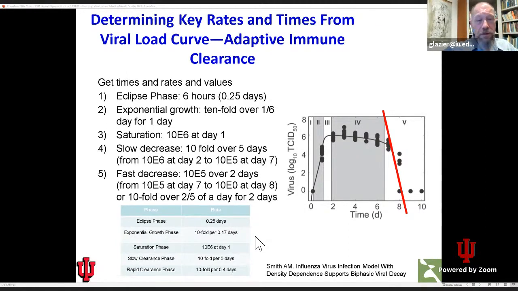And so feel free to ask questions, because it's not a trivial thing to do, to walk through these different steps. These parameters we're going to use again and again as we try to build a model of what's happening with this virus.